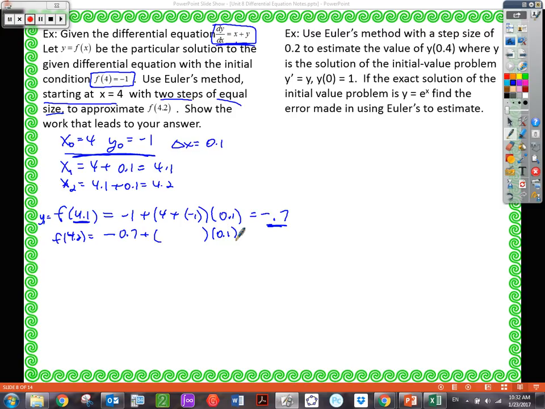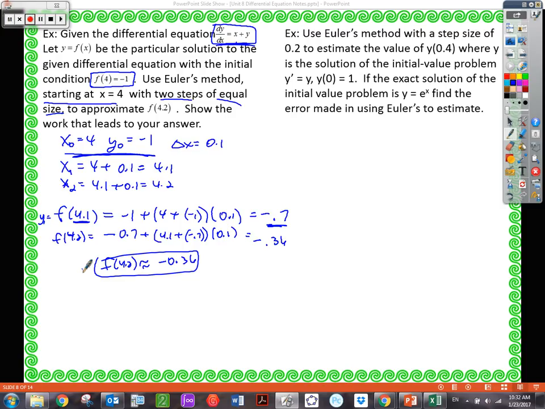Okay, so now let's worry about plugging into the derivative. The derivative we saw above is x plus y. I need to use the previous x, which is 4.1, plus the previous y, which is -0.7. Now I use my calculator. I put that in my calculator, and I get -0.36. So that means that f of 4.2 is approximately -0.36 using Euler's method with the criteria they gave us.